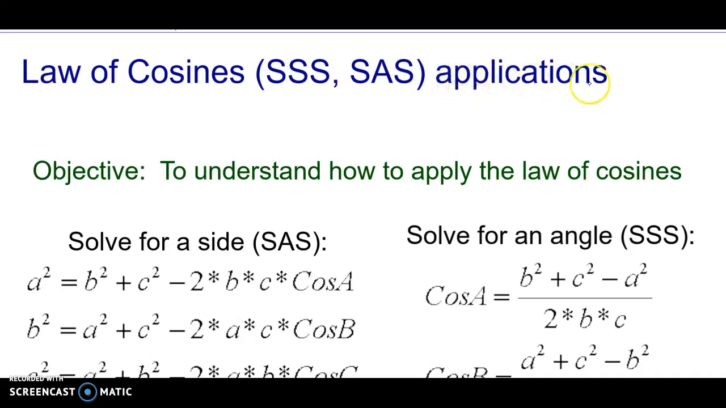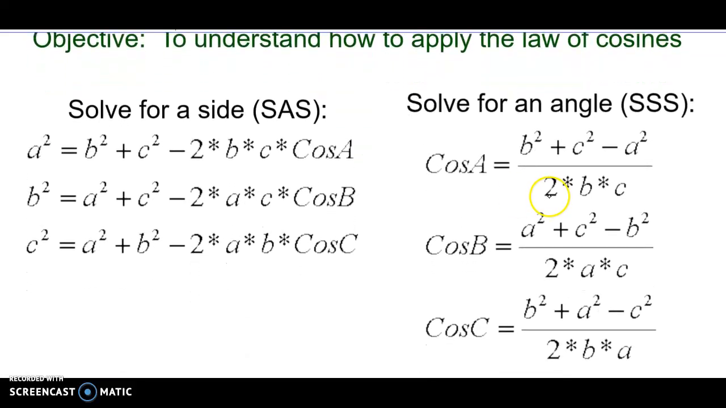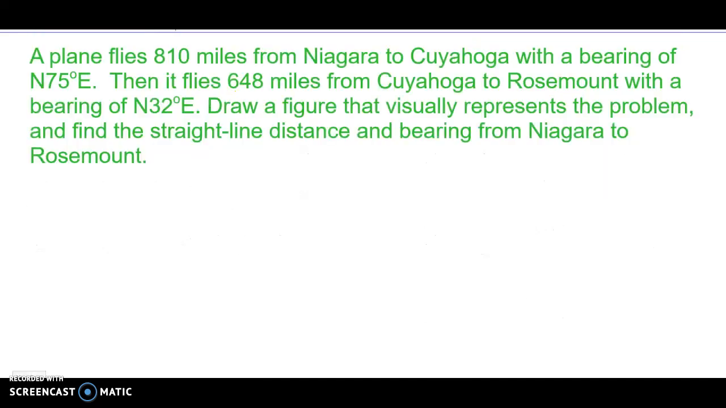Time to apply the law of cosines, okay? So we just talked about our law of cosines, which are the same thing, just rearranged, depending on if we're solving for a side or if we're solving for an angle. So now we're going to have to apply them to a problem. Okay, so let's read through it. We're going to have to draw a picture, obviously, and then solve.